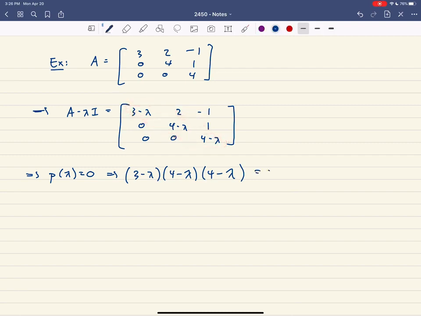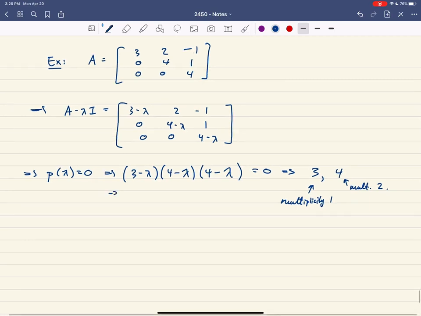So if this is going to be 0, then we have two eigenvalues, 3 and 4. 3 is an eigenvalue of multiplicity 1, and 4 is an eigenvalue of multiplicity 2, because this is 4 minus lambda squared. Just as a reminder about multiplicity, because this is a new concept, 3 is a solution of multiplicity 1 because you have a hidden 1 there, and 4 is a solution of multiplicity 2 because you have a power of 2 there.